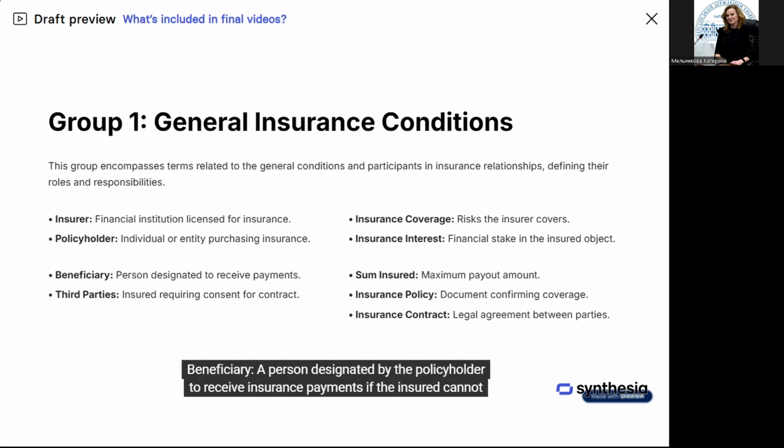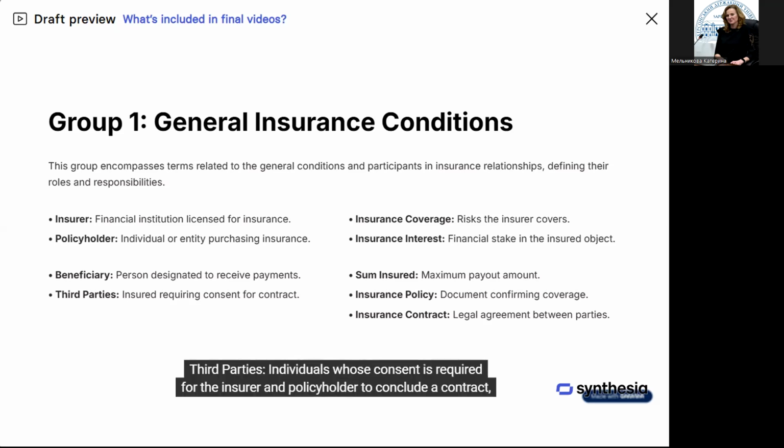Beneficiary. A person designated by the policyholder to receive insurance payments if the insured cannot do so themselves. In personal insurance, the beneficiary receives payments in the event of the insured's death. In property insurance, rights may be acquired by lessors or creditors if insured property is damaged or destroyed.